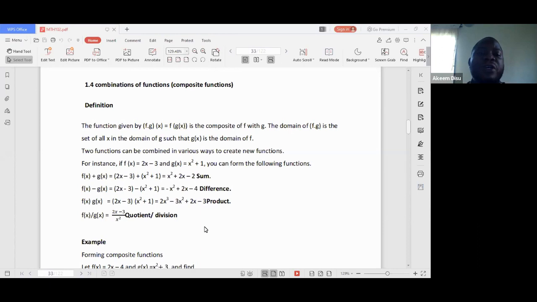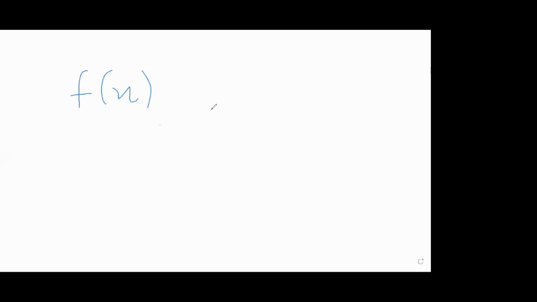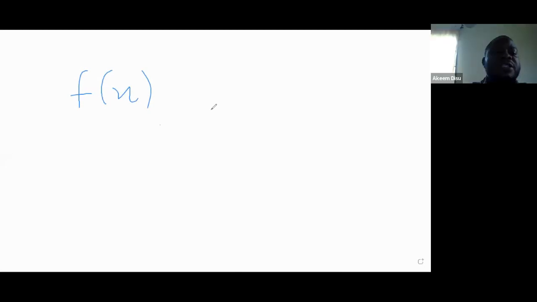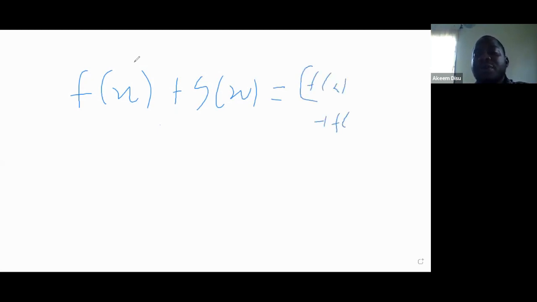A function is denoted by F. I'll be writing, for example, F of X. This denotes what we call a function, F of X, or the function at point X. If you have two functions, they can combine together to form a new function. For example, we have the sum of functions. Like the name implies, we have F of X plus G of X. This will give us a new function.